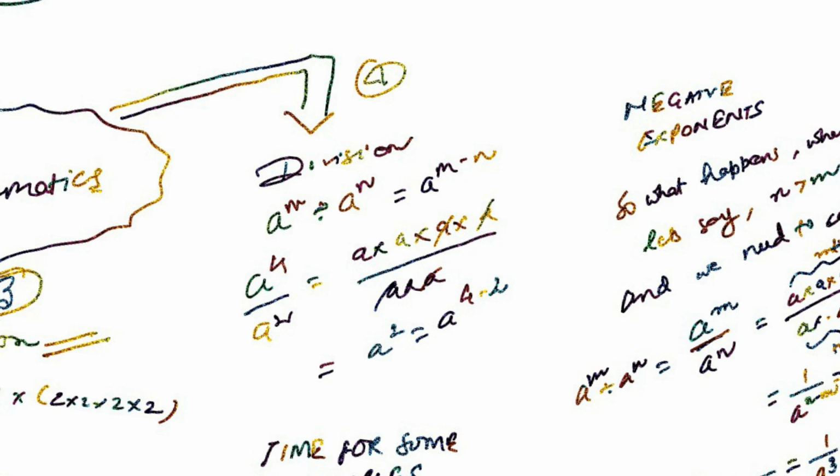Division of a to the power m divided by a to the power n is nothing but a to the power m minus n. How do you prove it? So basically, let's say you have a to the power 4 divided by a squared. This is nothing but a multiplied by itself 4 times divided by a multiplied by itself 2 times, which you can see on the screen now. So the a cancels out twice and you get a squared, which is a to the power 4 minus 2.